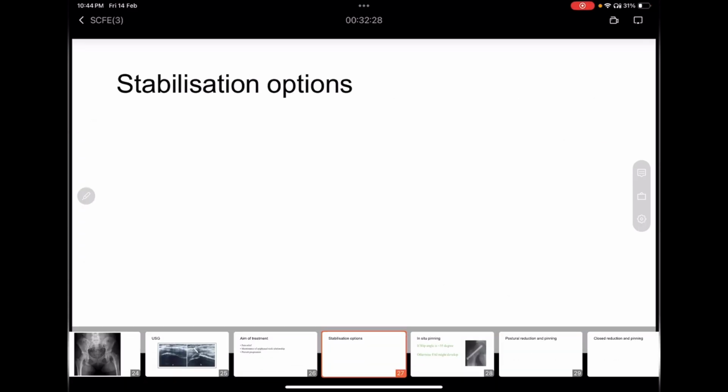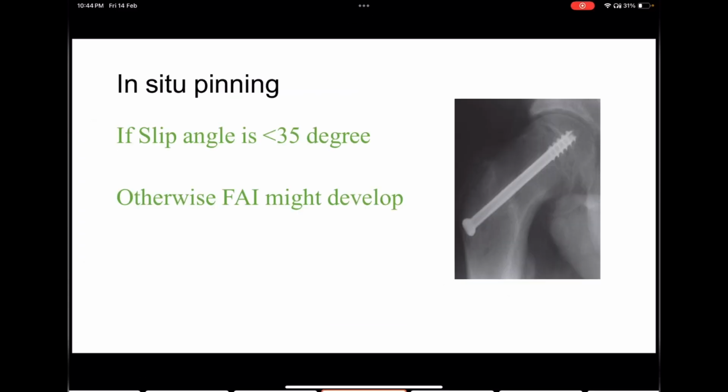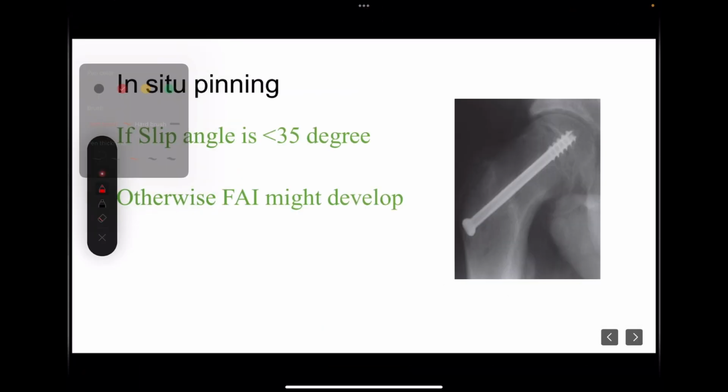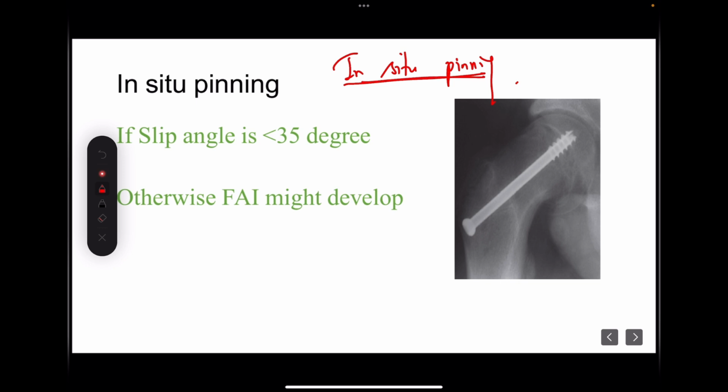So stabilization options are, we can go for pinning, that is one screw fixation. We go for in situ pinning, that is without reduction. Whenever the slip angle is less than 35 degrees, there is no need to reduce it. Just put in situ pinning, one pin in situ. No reduction required because chances of development of a bump over this region will be very low if the slip is mild. In that case, you can just go for in situ pinning.